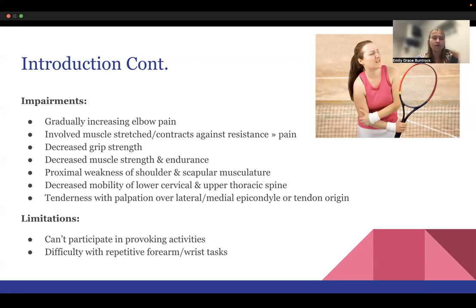Limitations that go along with this are any provoking activities like racket sports, throwing, or, as it's commonly known, tennis elbow, so tennis. Also repetitive tasks that irritate the forearm or the wrist, which would be using a keyboard or a mouse, or certain gripping activities, using a hammer, anything like that.